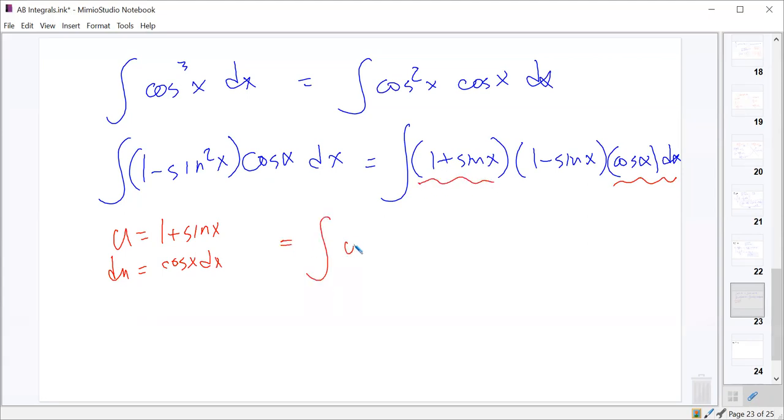So this becomes an integral of u times 1 minus sine x times du. And so obviously we still have a problem here. We still have a 1 minus sine x in there. But there should be a way around that. Anybody see a good way around that?